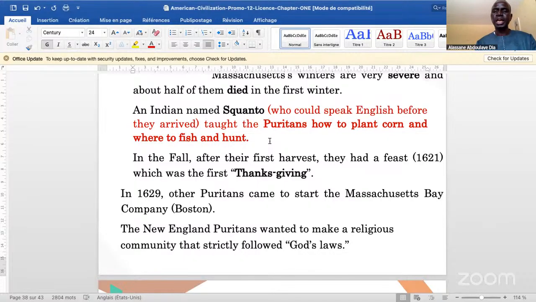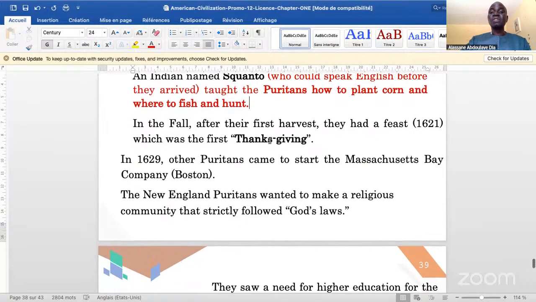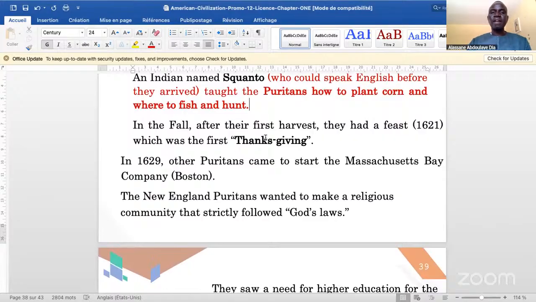When the Puritans came, they were not familiar with the land. They did not know the environment. The climate was terrible. The winters, it was very cold. Many of them died. But with the help of an Indian called Squanto, who could speak English, he communicated with them. He collaborated with them. And he showed Puritans how to plant corn and where to fish and hunt. And they survived.